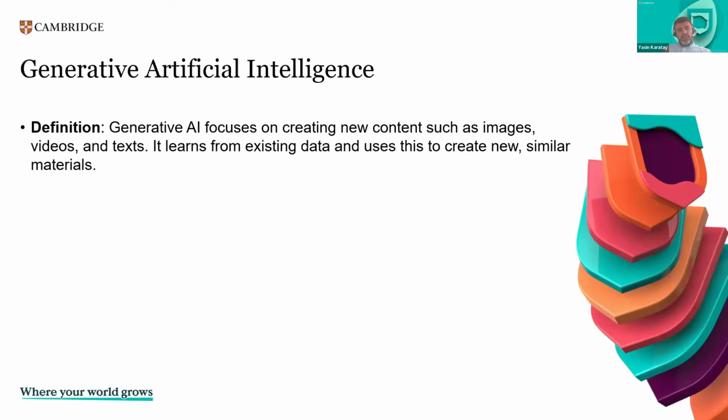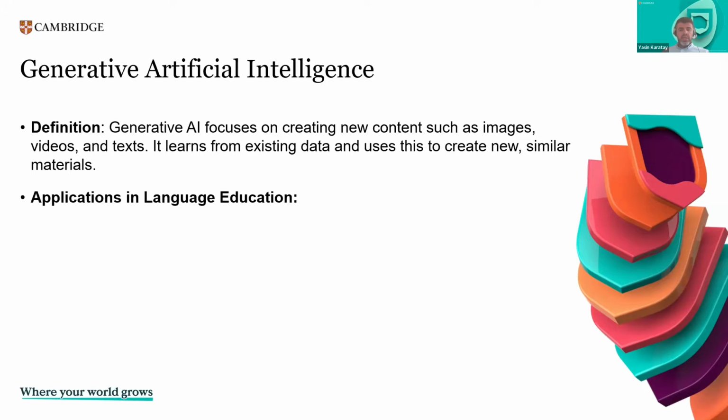So this brings us to the question, what is generative artificial intelligence? Generative AI is all about creativity because it learns from lots of existing data, could be texts, images, or videos, and uses this information to create new or similar materials. You can think of this as a very smart tool that can generate new content based on what it has already seen, basically. So how can we use it in language education? That's the question we will be dealing with today.